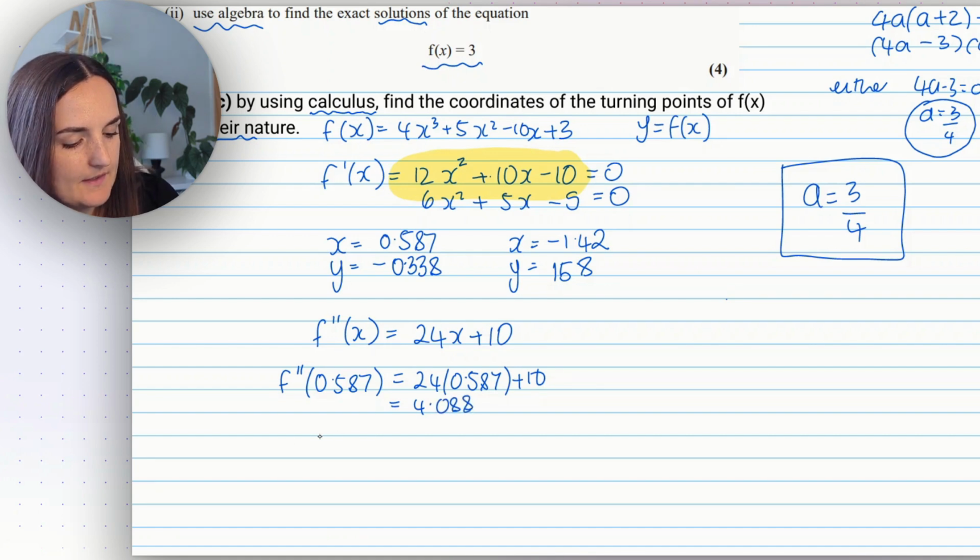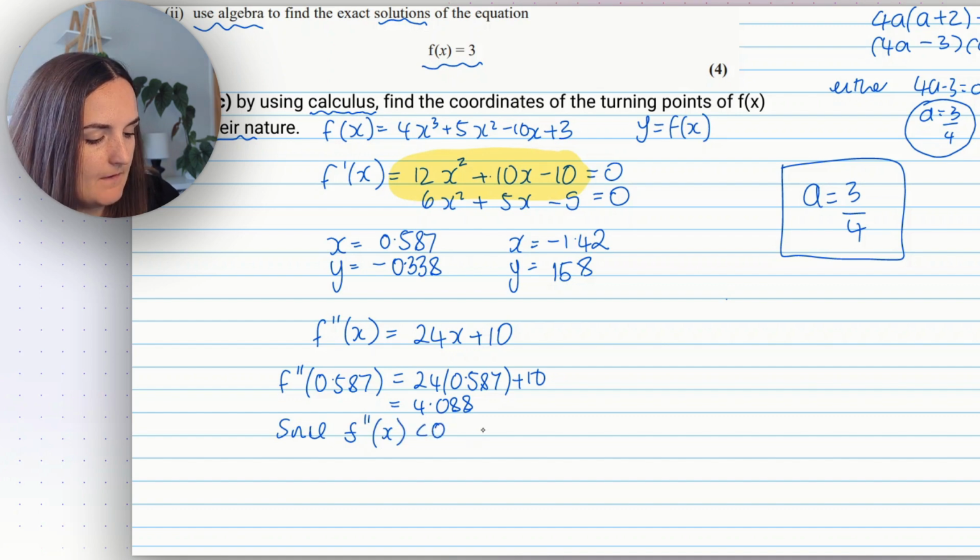Because this is positive, so we can say since the second derivative is less than 0, we can say 0.587, minus 0.338 is a local min. Sorry, that should say greater than 0. Since it's greater than 0, it's a local minimum.